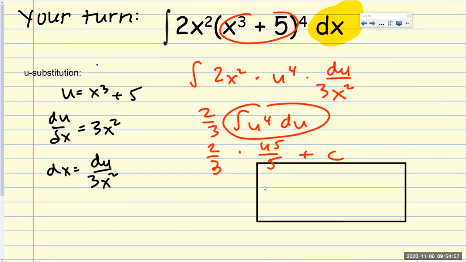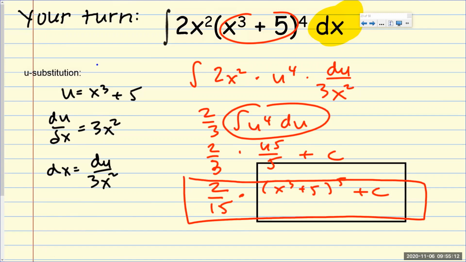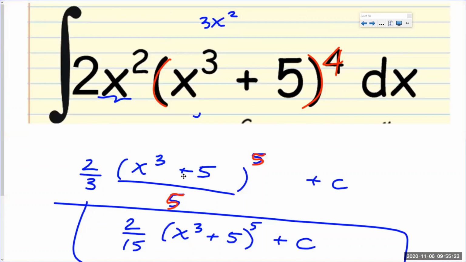Do you guys see that? So that is my answer, but I can simplify a little bit. This is really 2 over 15, right? u is actually x cubed plus 5 raised to the 5th power, and don't forget Charlie. Did you get that as your answer? And if you did, you're probably in very good shape, okay? Let's look at the next one where you have to rewrite this thing. This one right here.